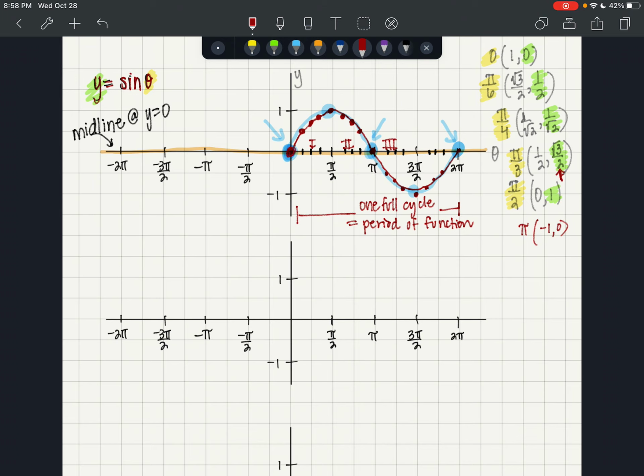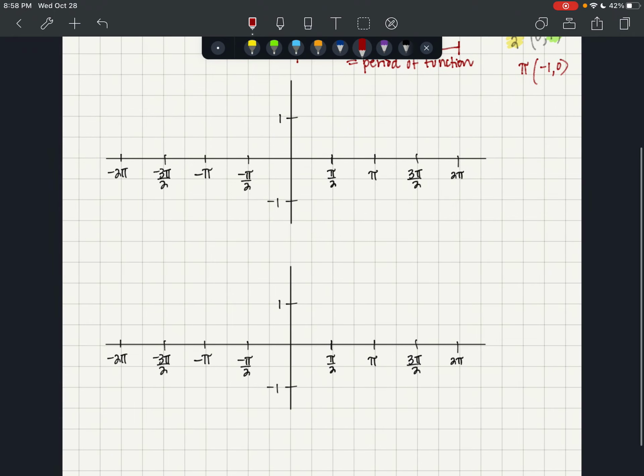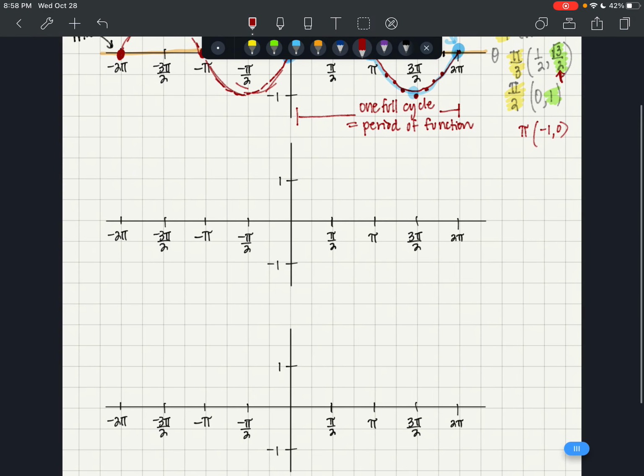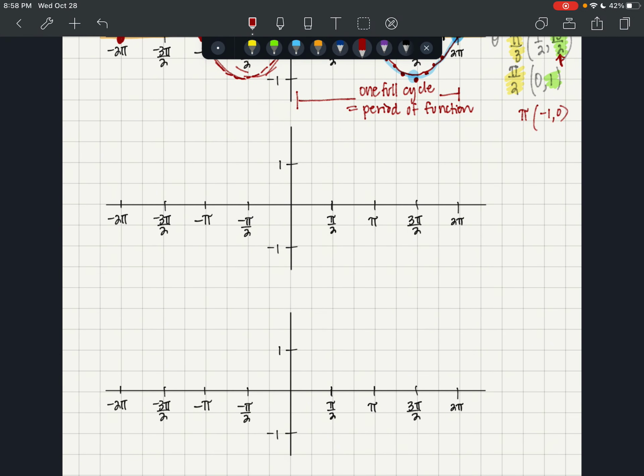Okay, let's try that again with red pen. Starts at the midline. 2 pi later, it's going to end at the midline. Now I'm going to the left. Halfway between, it's at the midline. The pattern will continue. This time, it's going to go down to a minimum, and then up to a maximum, and end at 2 pi.